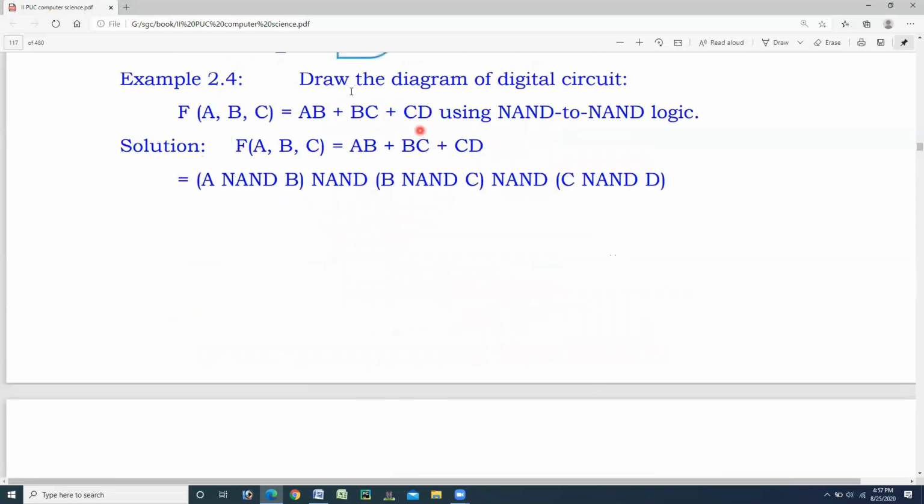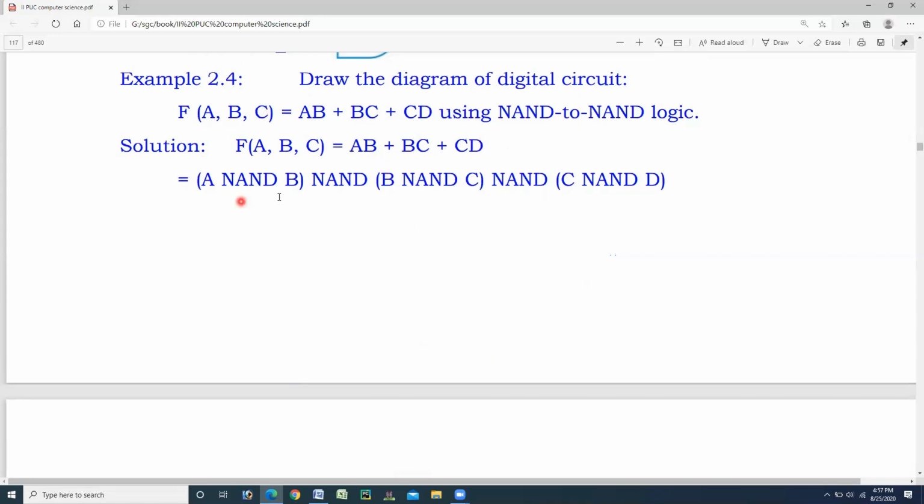See here, draw the diagram of the digital circuit f of ABC equal to AB plus BC plus CD using NAND to NAND logic. Not only NAND, you have to use NAND to NAND logic and draw the diagram for this given expression. So f of ABC is equal to AB plus BC plus CD.